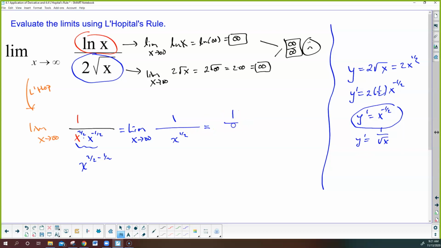And now, what if I plug infinity in? I have infinity to the 1/2 power, which is the same as the square root of infinity. But square rooting infinity is still infinity. And I end up with 1 over infinity, or 0. So you just kind of have to be aware of some algebra tricks to make things work out for you. And that happens every so often.